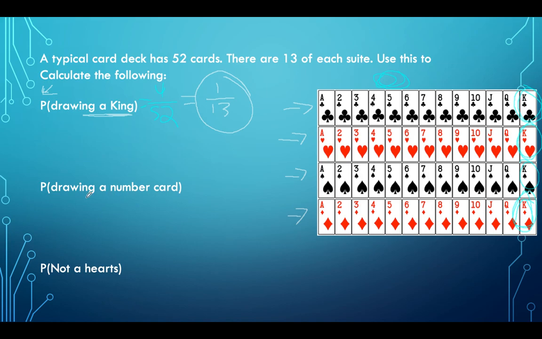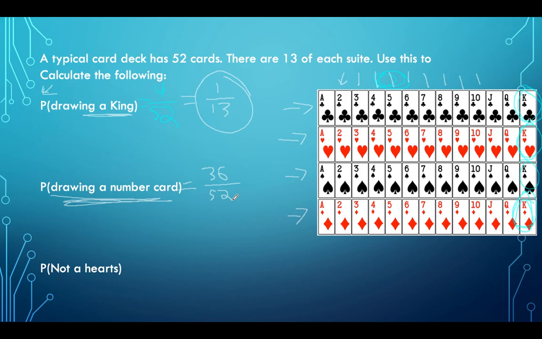Okay? Probability of selecting a number card. So this is going to require a little bit more thought. Let's see how many number cards are in one suit. You got 1, 2, 3, 4, 5, 6, 7, 8, 9. So there's 9 in each suit, but there's 4 suits, right? So 9 times 4 gets you 36. So there's 36 total number cards in all of these. You could count them to verify that. Divided by 52.